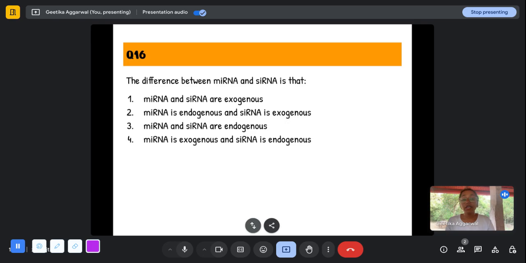16th question. The difference between microRNA and siRNA is that microRNA and siRNA are both exogenous, microRNA is endogenous but siRNA is exogenous, microRNA and siRNA are both endogenous, or microRNA is exogenous and siRNA is endogenous. So the answer to this question is that microRNA is endogenous and siRNA is exogenous, as I have already discussed during the tutorial.